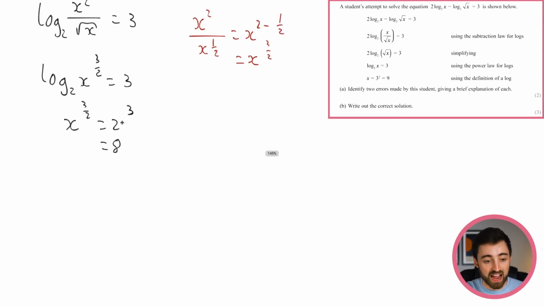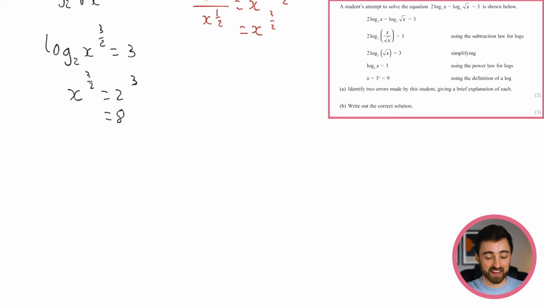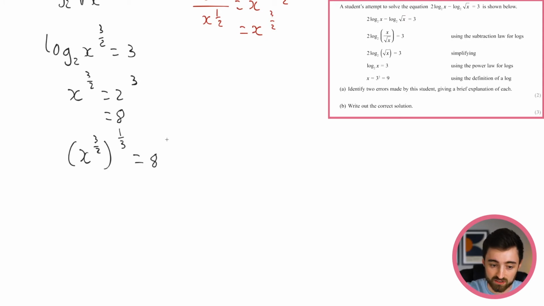So how do I undo powers like this? I can kind of do it in steps, okay? So what I could do, for example, is I could cube root both sides, which is almost the same as doing both sides to the power of a third, right? So if you were to think of it like this, doing the same thing to both sides of the equation, left-hand side to the third, right-hand side to the third.